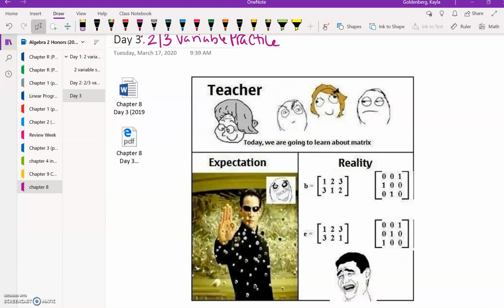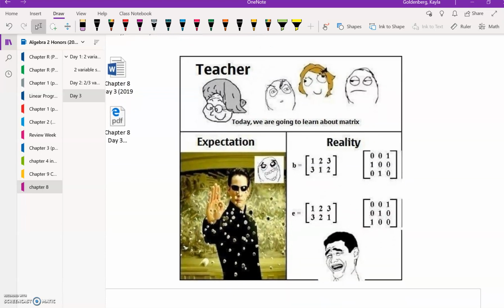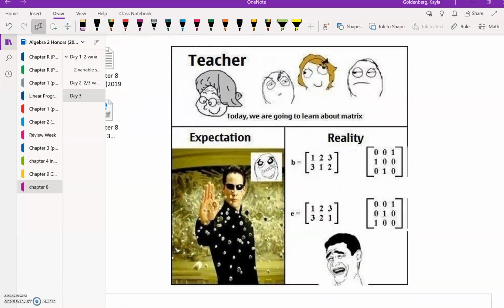Okay guys, I also decided to do a new thing of doing a math meme of the day. So here's our math meme. Today we're going to learn about matrix. Expectation, reality. I'm sorry that this is your reality when you thought it was going to be real cool.